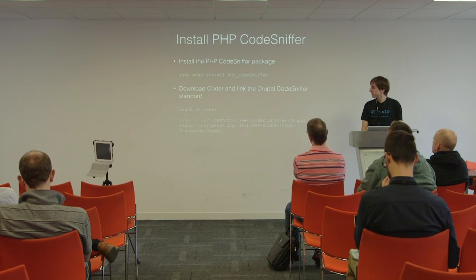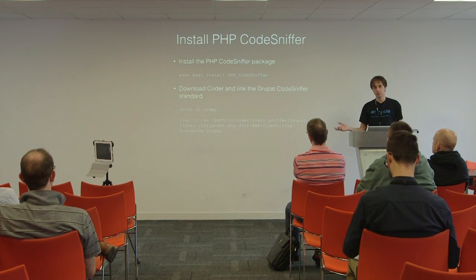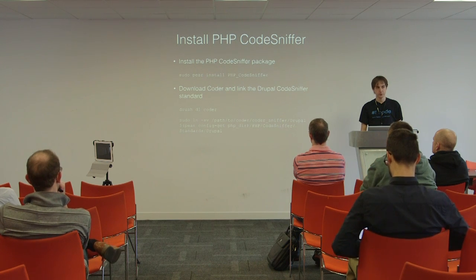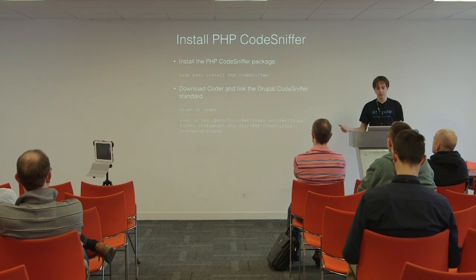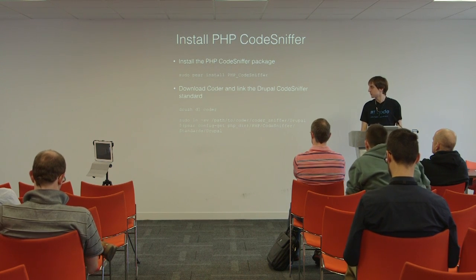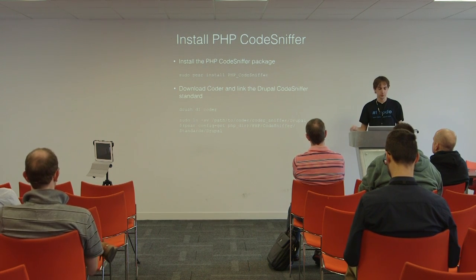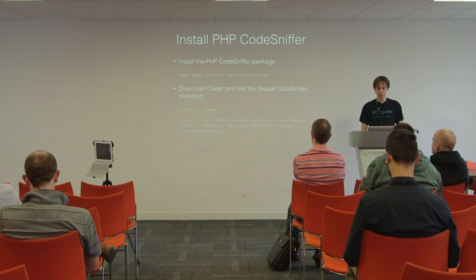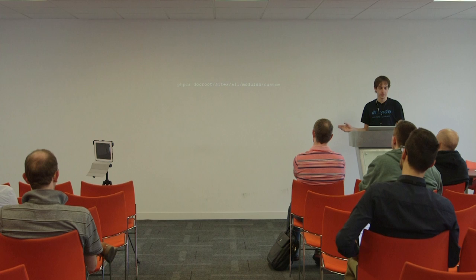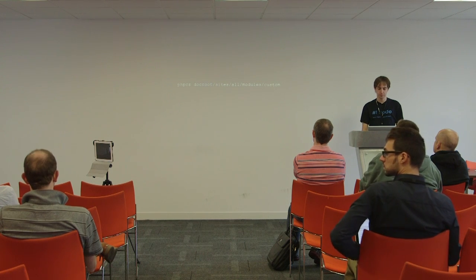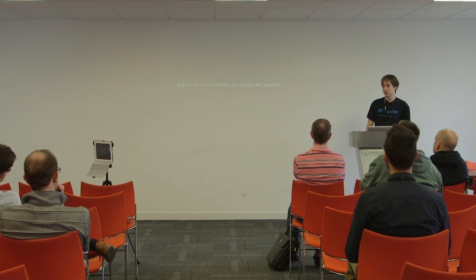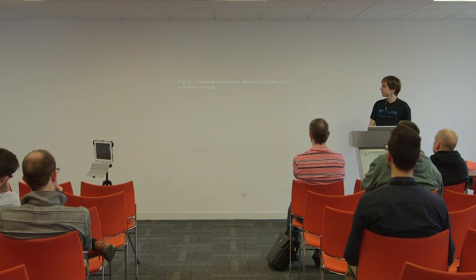So to install it, obviously pear install PHP_CodeSniffer. And then we need to define the Drupal coding standards, and these are kept in the Coder module. So what we do is download the Coder module and then link it into PHP Code Sniffer. So we can run PHP Code Sniffer using this, phpcs, and then this is a directory that we keep a custom module in. Only we're not actually using the Drupal coding standard yet, so we need to add in the standard to say Drupal.